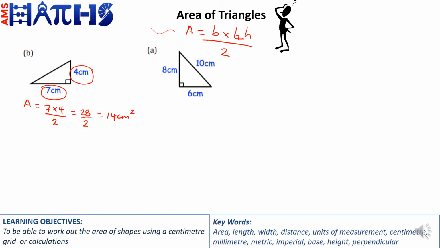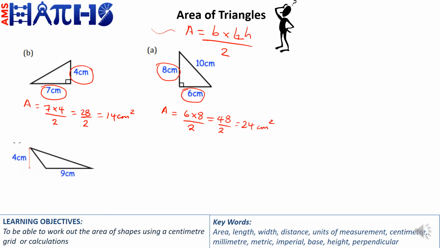This time we'll be given the 3 lengths of the triangle. However, for the area of the triangle, we need the base and the perpendicular height. So for this triangle, our base is 6 and our perpendicular height is 8. And then we have to multiply them, then divide by 2. 6 times 8 gives us 48. Then we divide by 2 to get 24 centimeters squared.